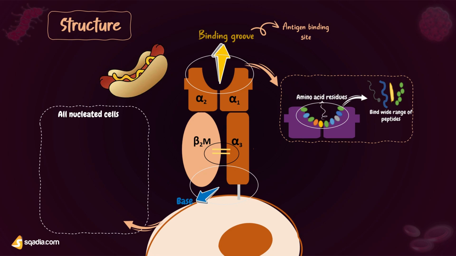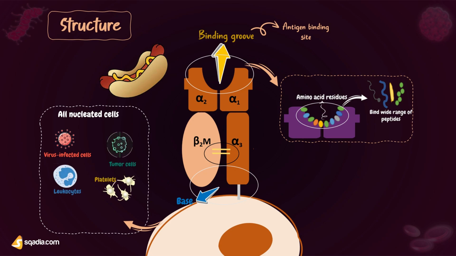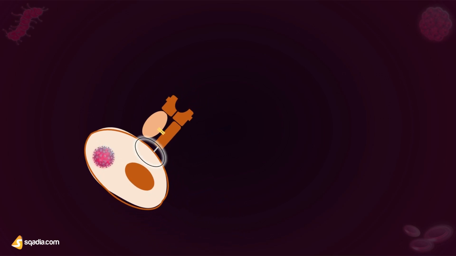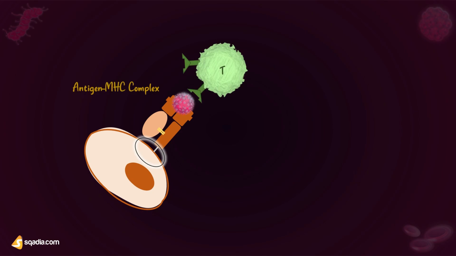That means MHC Class I molecules are found on almost all nucleated cells of the body, like all virus-infected or tumor cells, leukocytes, and platelets, but are not found on non-nucleated RBCs. These MHC molecules, after passing their developmental stages through the endoplasmic reticulum and Golgi apparatus, get attached to the surface of infected cells together with endogenous antigen, that is, the antigen processed inside the cells, and thus make an antigen MHC complex. And ultimately present it to the T cells.